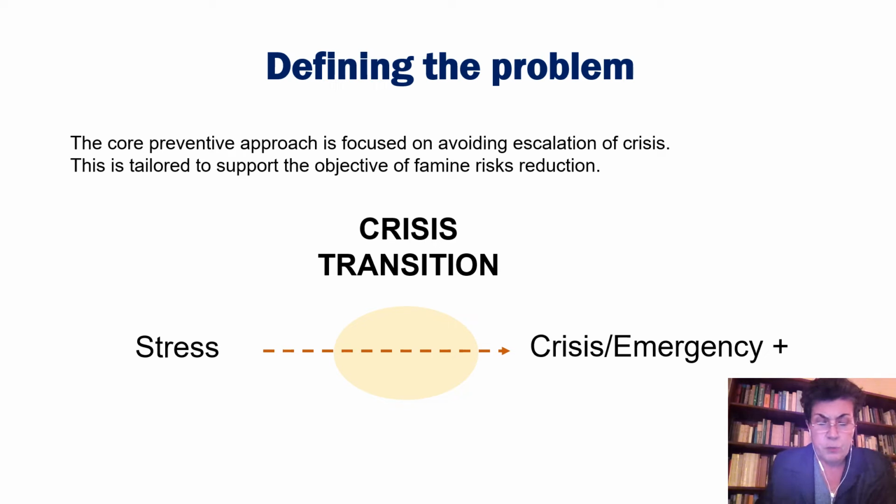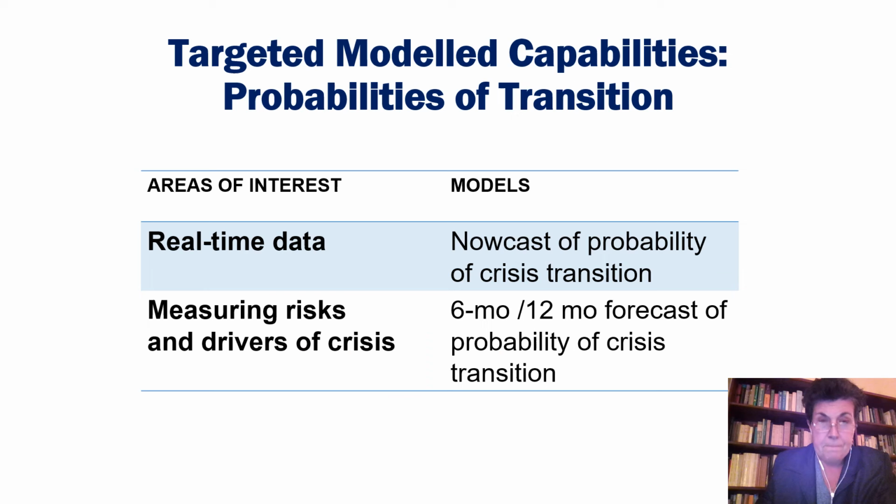The first thing we did was to define the problem in a way that could be modeled. Based on the widely accepted IPC scale, we defined a crisis transition tailored to support the objective of famine risk reduction. In the specific case, crisis was defined as all situations under IPC 3+: crisis, emergency, and famine.